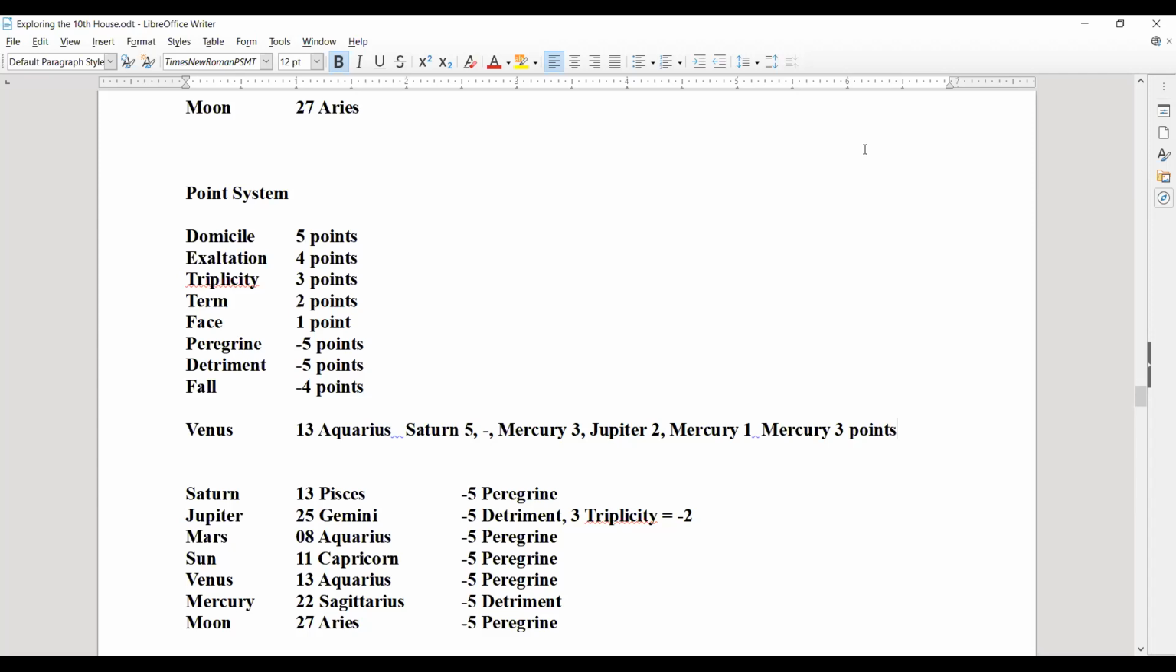So actually, look at my sheet here, and we're going to need to leave this in like 5 minutes or so that I can get to the 10th house. I didn't expect this to take quite so long.